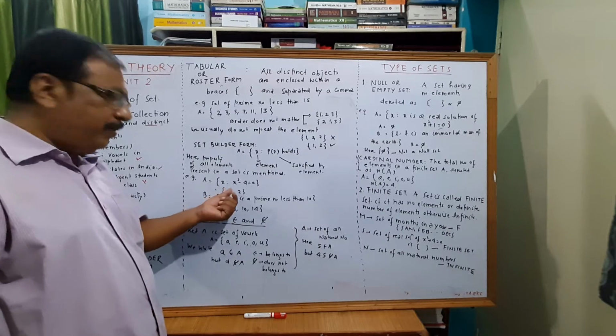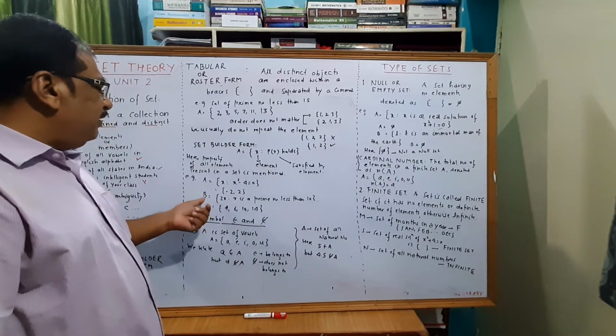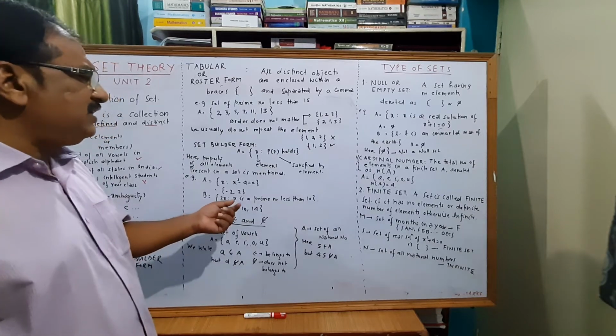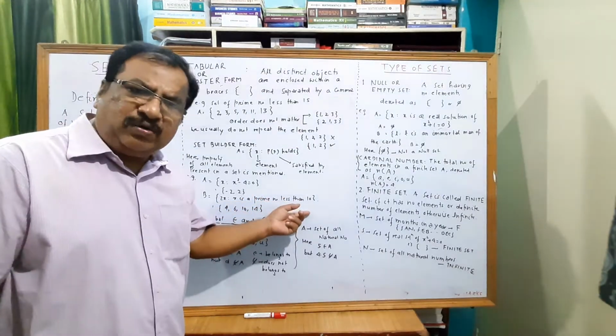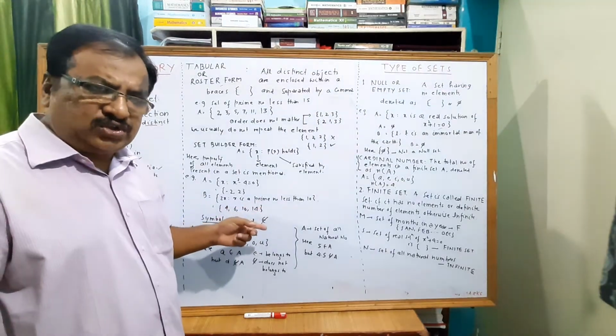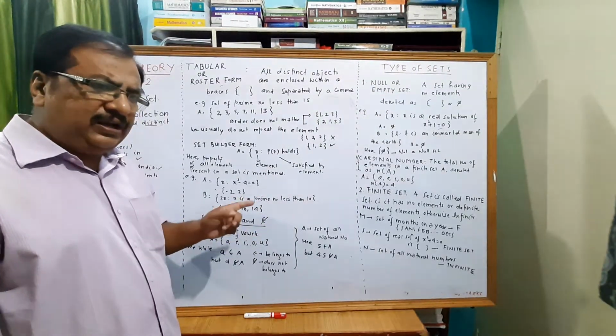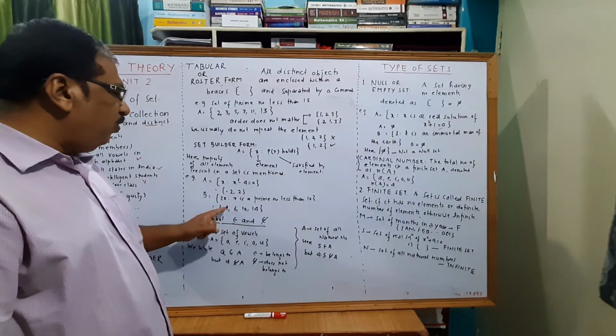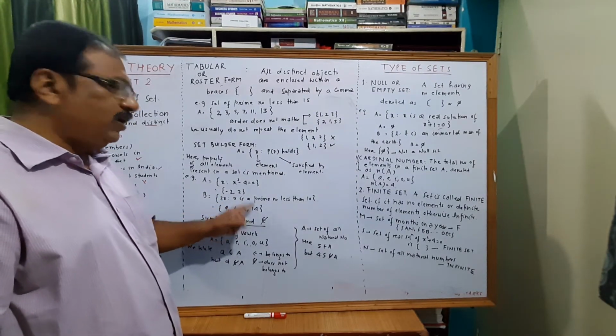Minus 2, 2. Now secondly, B is the set of all elements 2x such that x is a prime number less than 2. So x is a prime number less than 2. That means you can take x equal to 2 or x equal to 3 or x equal to 5 or x equal to 7. So 2x will be 4, 6, 10, 14.